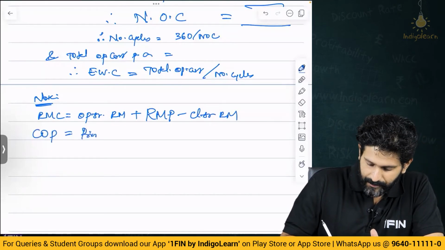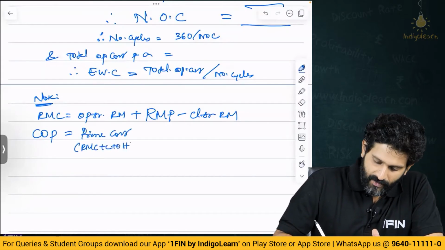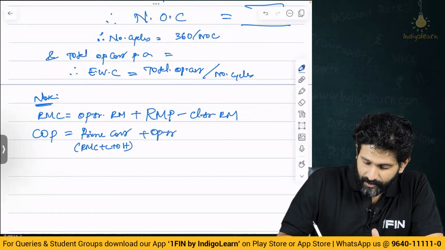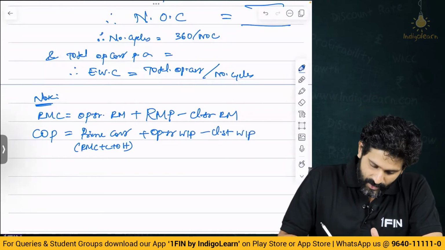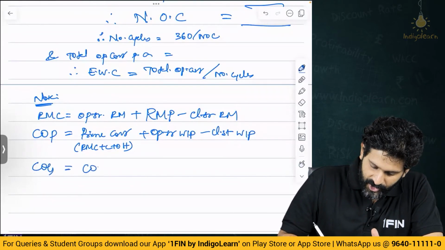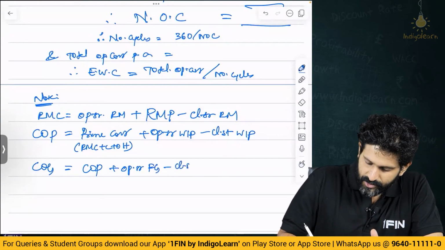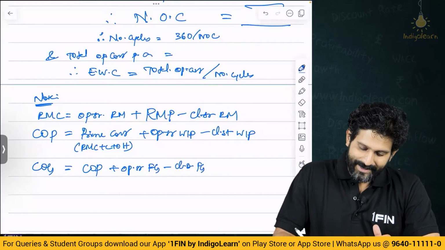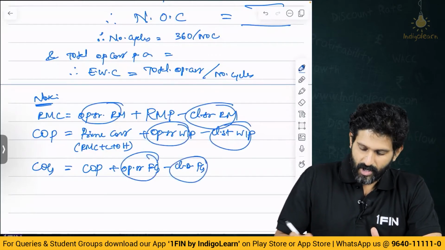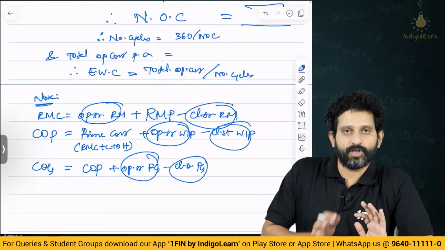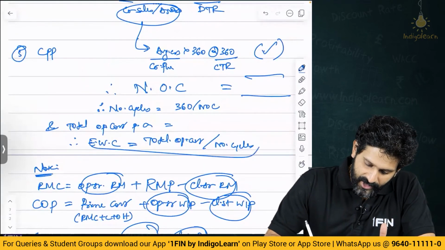Similarly, what is cost of production? That is prime cost, that is raw material consumed plus labor plus overhead plus opening stock of work in progress minus closing stock of work in progress. Similarly, what is cost of goods sold? Cost of production plus opening stock of finished goods minus closing stock of finished goods. Friends, the data of all these items, opening stock and closing stock, will be given to us in the examination. The only thing is, with the help of this, we will find out the averages and finally arrive at computing our estimated working capital.